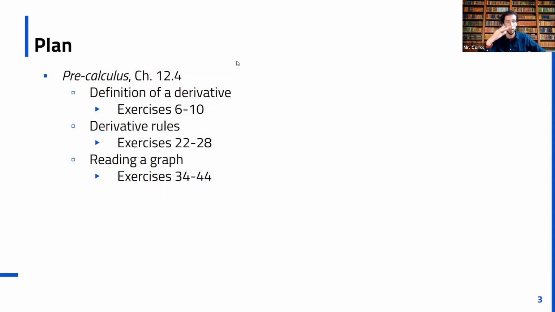So some practice with the long version of finding derivatives using the definition of a derivative, then the shortcut fast way using the derivative rules, and then reading a graph and just seeing what the slope would be at any given point of a graph. We've done a whole bunch of talking about that from last week, but let's see if we can do that this week as well.